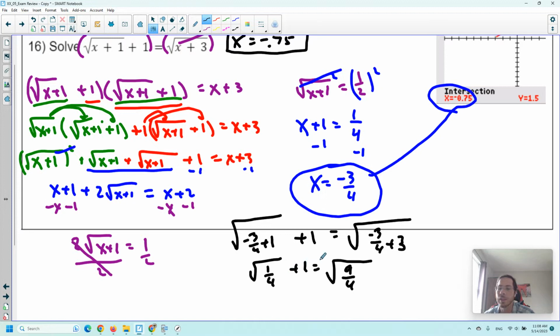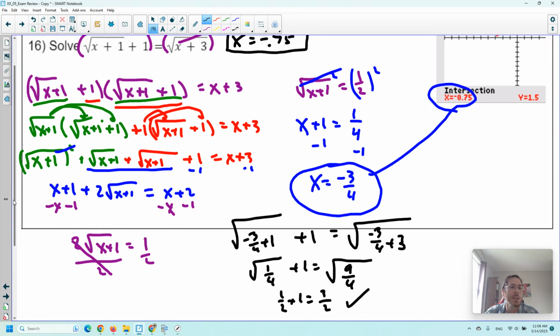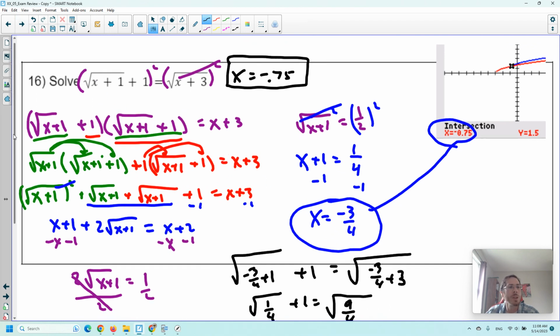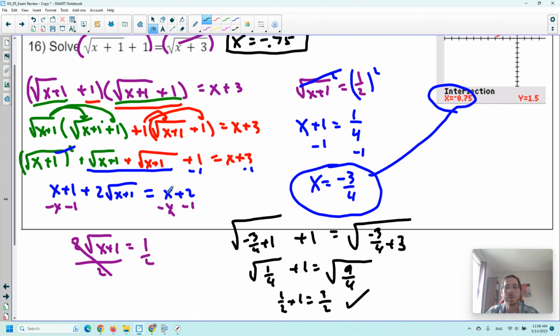Usually that's going to be the key that will show you that this is a no solution. If we do these square roots, square root of 1 is 1, square root of 4 is 2, so 1/2 plus 1. Square root of 9 is 3, square root of 4 is 2. And yeah, 1/2 plus 1 does equal 3/2. So we can double check it by hand as well too. But that's 16. Again, if you do it by hand, pretty long. If you do it in the calculator, kind of short.